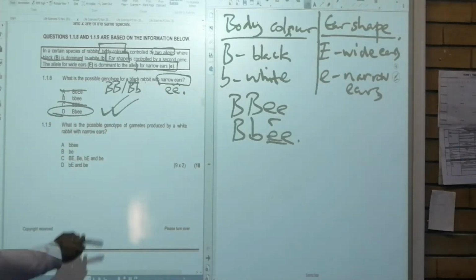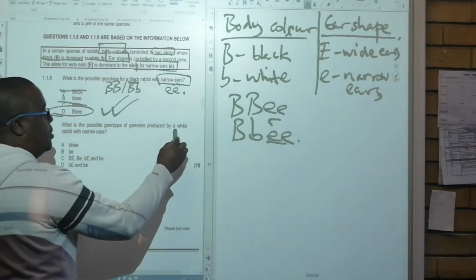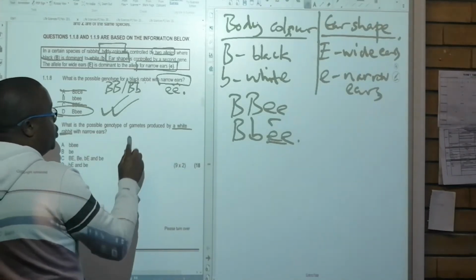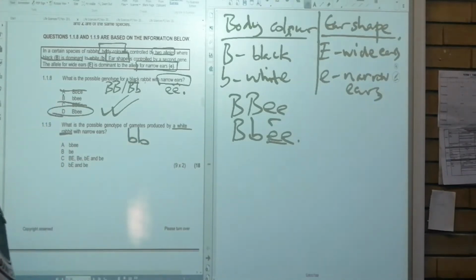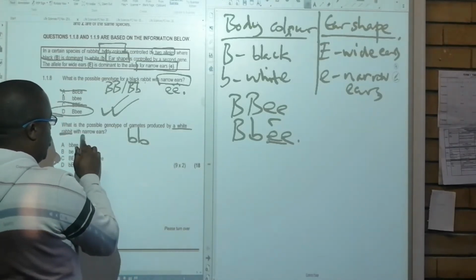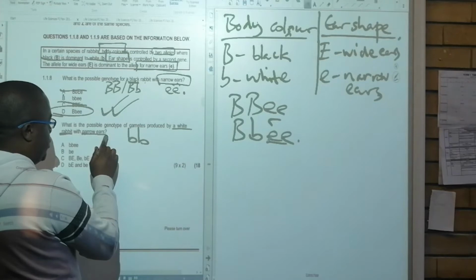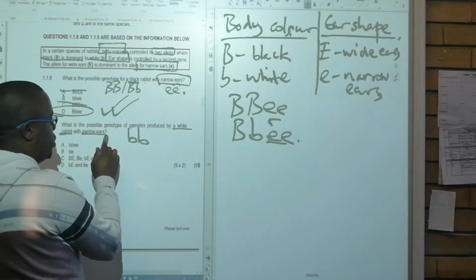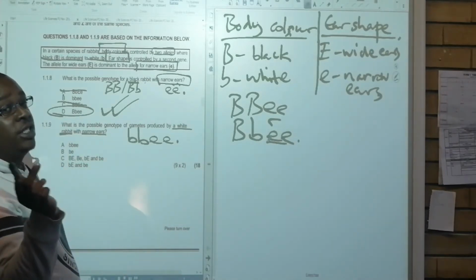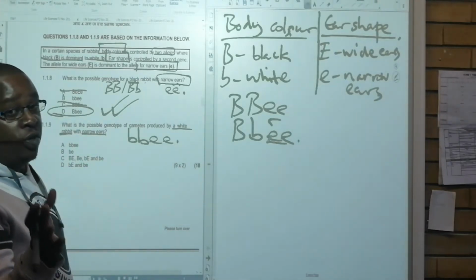Right. What is the possible genotype of gametes produced by a white rabbit? We know that white is recessive, so every answer has to have this. Every answer. Right, anyway, that is a white rabbit with narrow ears. Narrow ears is this one, recessive, right? But what are they asking for? I thought they're asking for the genotype, for a full complement of a genotype.